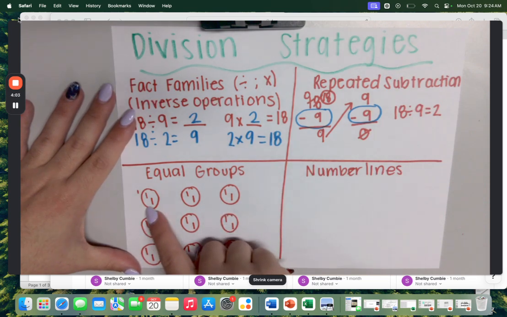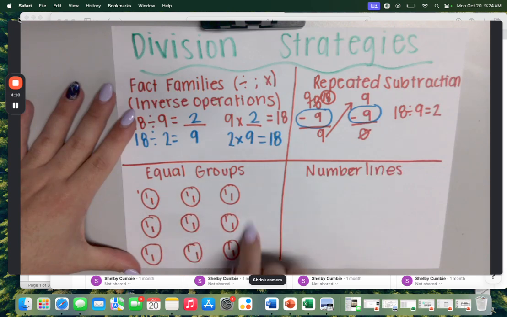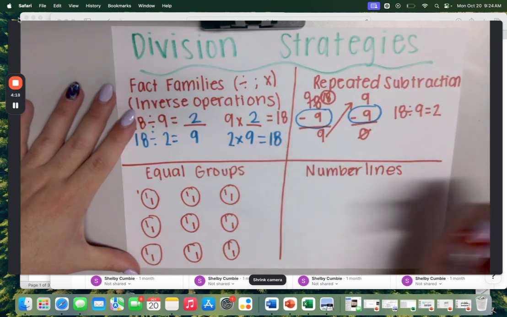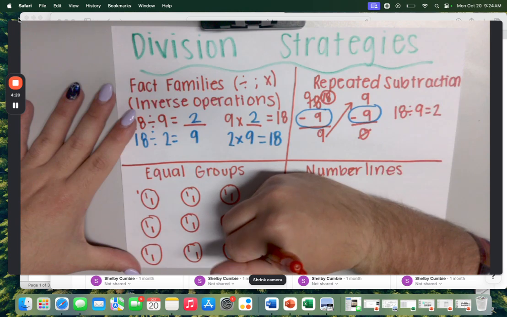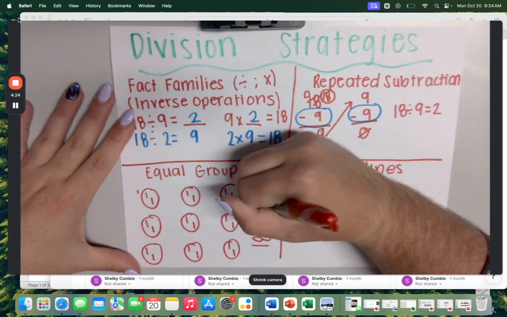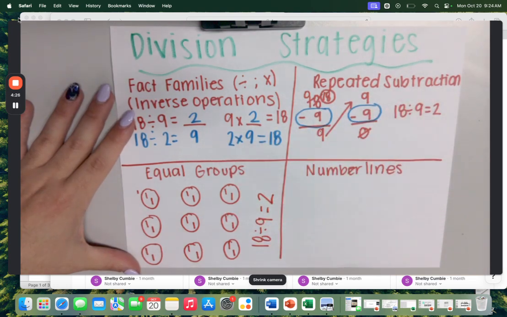And I'm going to see how many is in each group. With it being equal groups, you only want to count the number that each group has. So I can see in this one there's 2, 2, 2, 2, 2, 2, 2, 2, and 2. So that makes me know that 18 divided into 9 groups is 2 in each group.